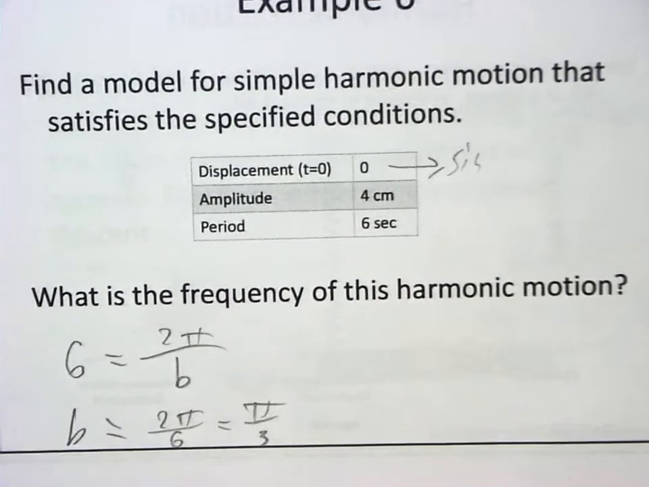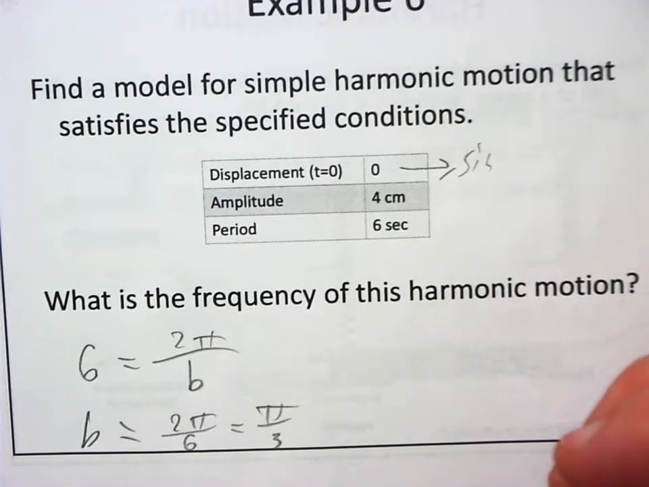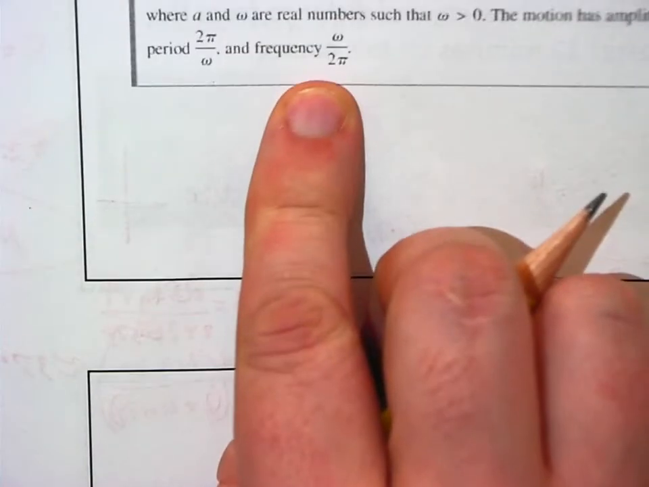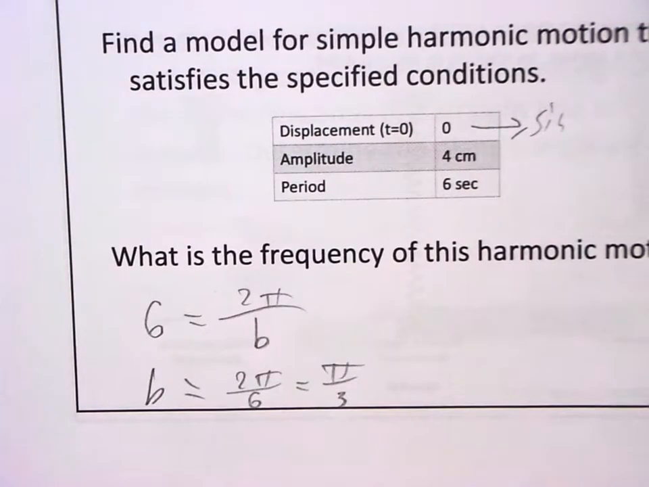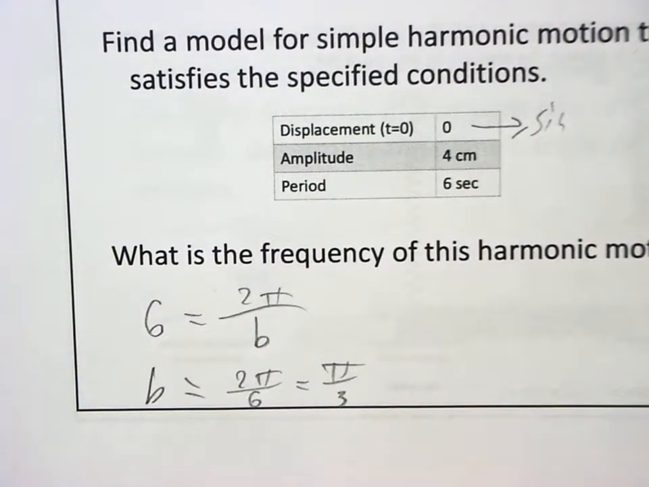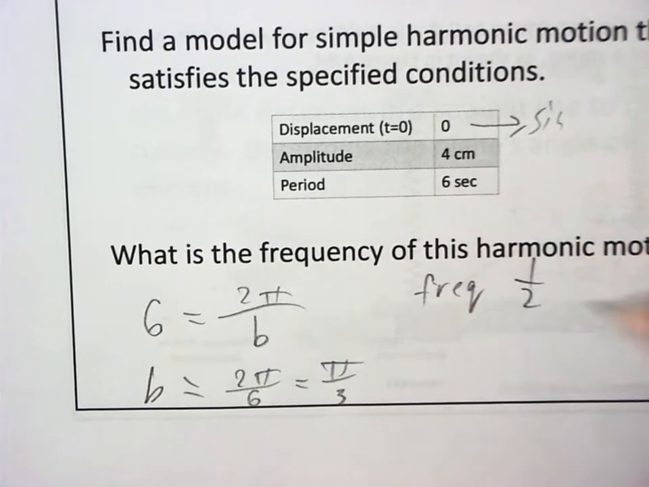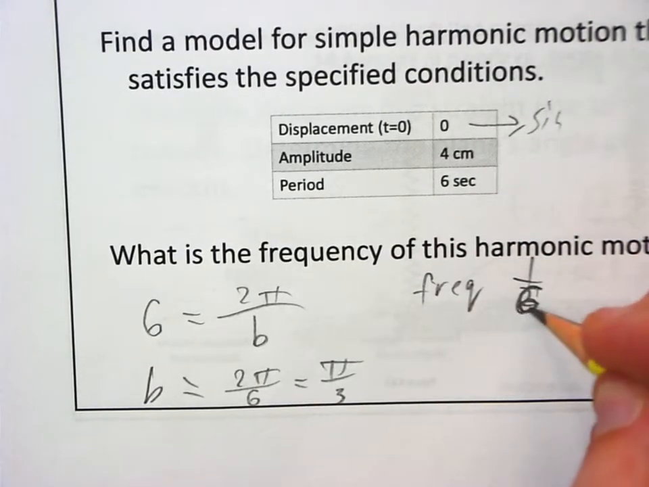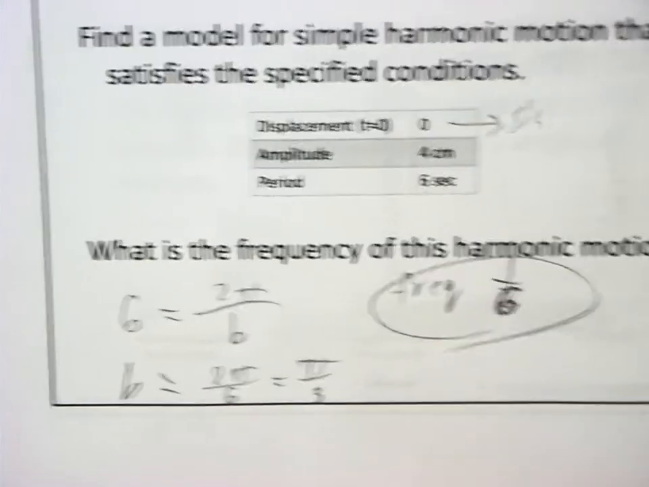Okay? Now, the frequency would be what? Remember, frequency is just the reciprocal of whatever the period is. So what's the period? Period is 6. So what's the reciprocal of 6? 1/6. So your frequency is 1/6. Whoops, I wrote a 2 for some reason. Frequency is 1/6. What would the equation of this be?